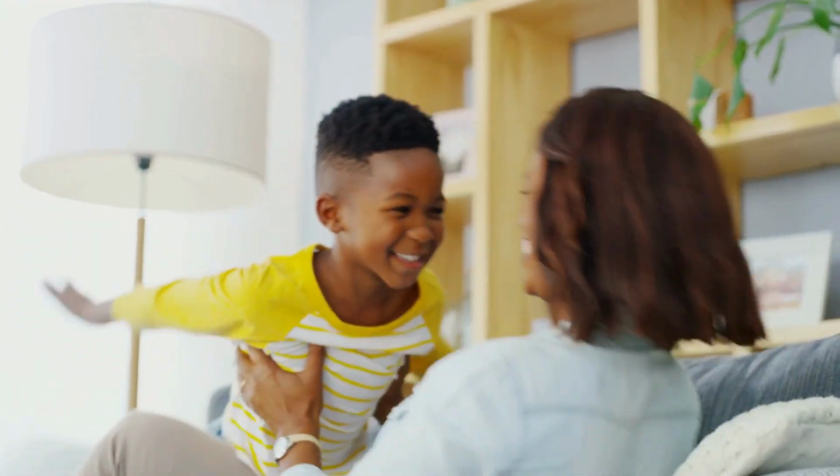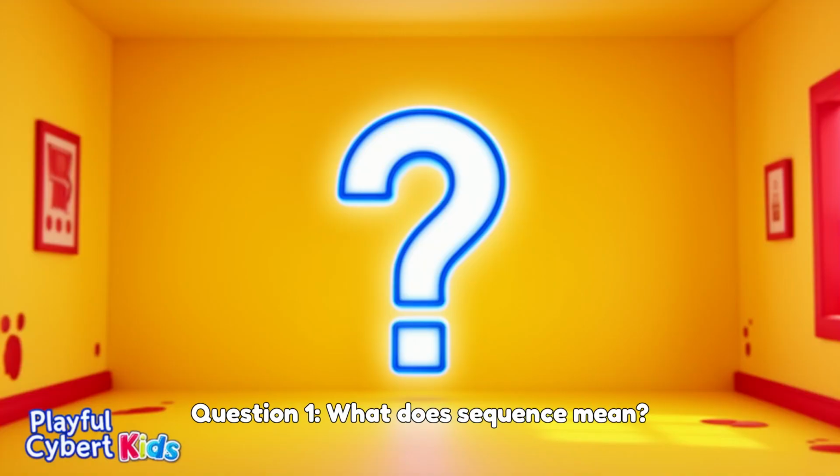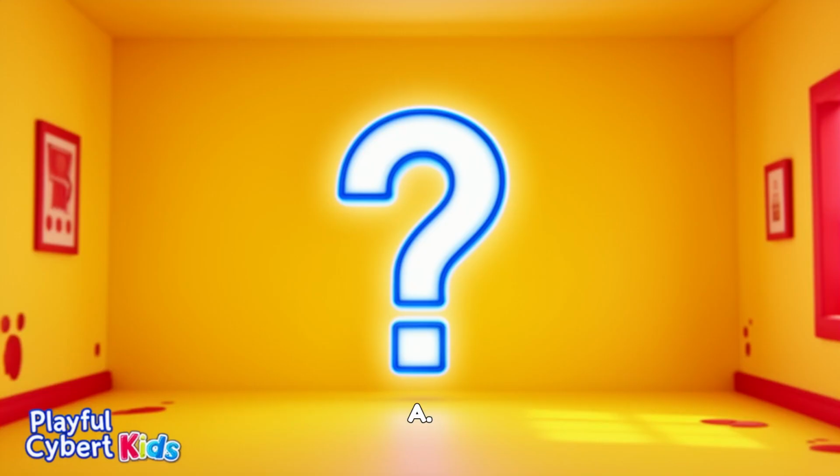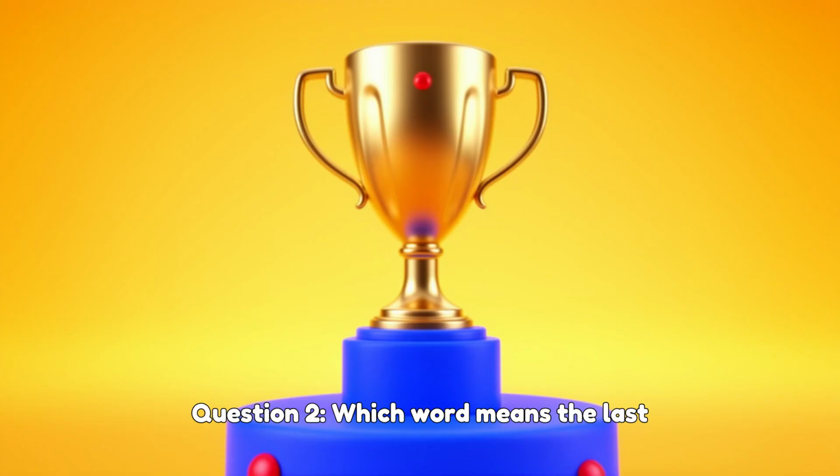Now it is quiz time. Question 1. What does sequence mean? A. Random steps. B. Correct order of steps. C. A password. D. A game controller. The correct answer is B. Correct order of steps.